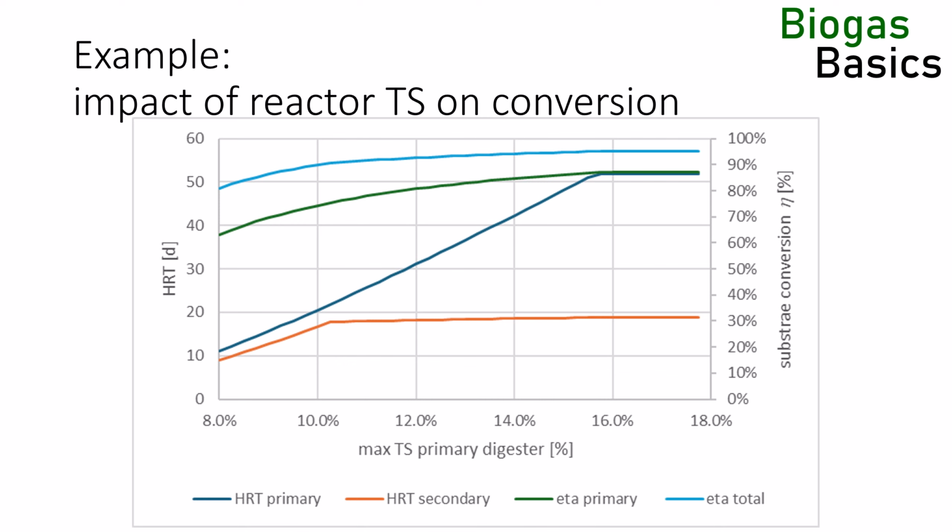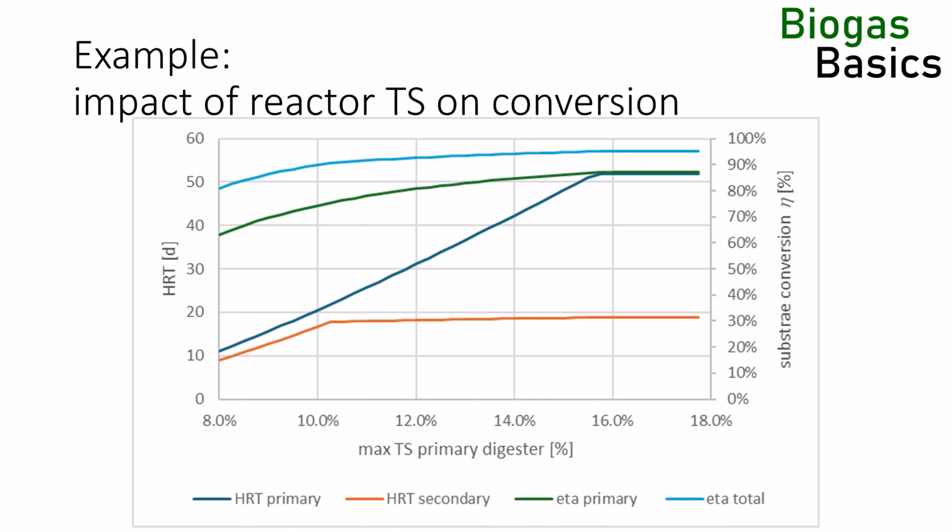If we improve the mixing technology in the primary digester so that we can handle higher viscosities and TS in the primary, the dilution requirement drops and the residence time increases. At around 15.8% TS in the primary digester, we reach the TS of the average digestate and no dilution is required at this point. Increasing the maximal TS further will not lead to a higher residence time. The dilution is already 0.